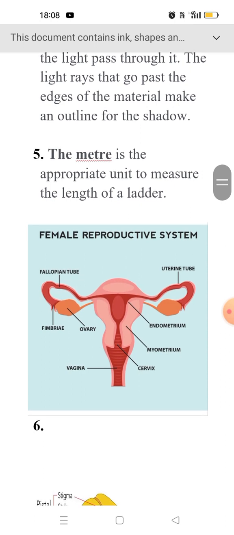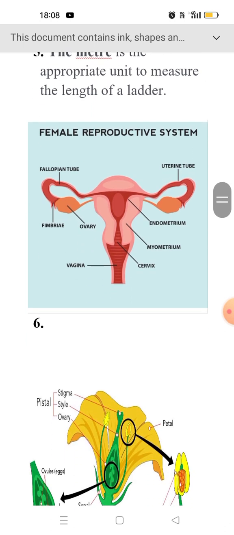Next point, a question was asked: in which unit do we measure the length of the letter? So we measure the length of the letter in meter. Clear? There were so many diagrammatic questions.